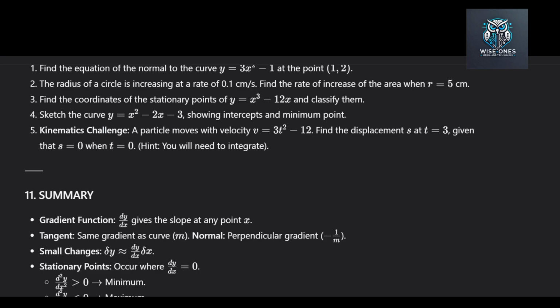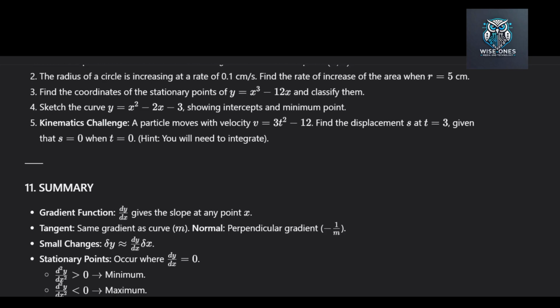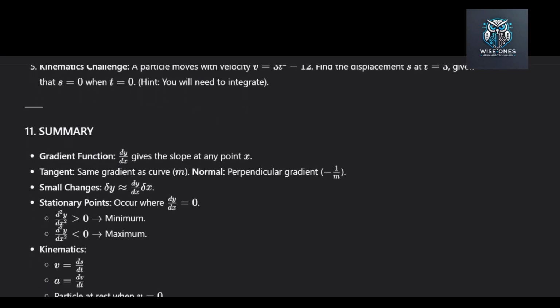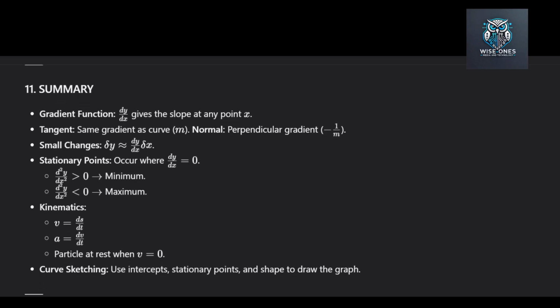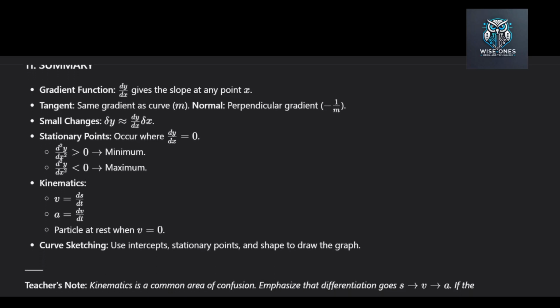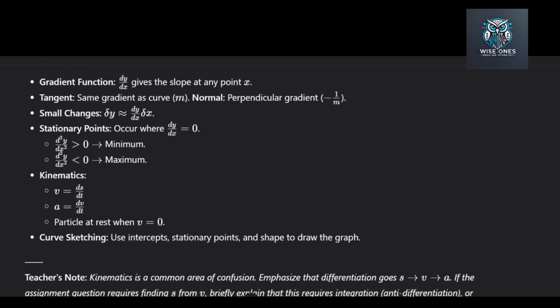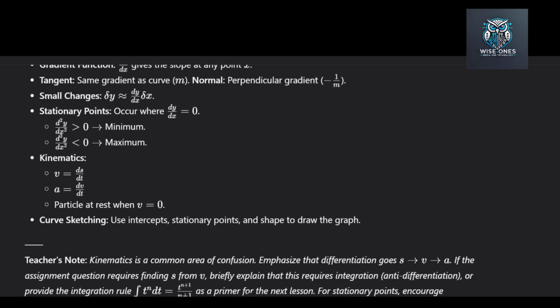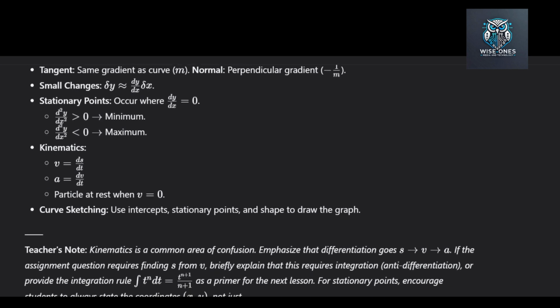Just try your best. Let us do a summary of what we learned today. Section 11. We learned about the gradient function. dy dx gives the slope at any point x. We learned about tangent and normal. Tangent has same gradient m. Normal has perpendicular gradient -1 over m. We learned about small changes. Delta y is approximately dy dx times delta x.